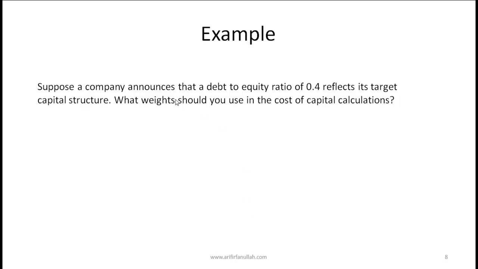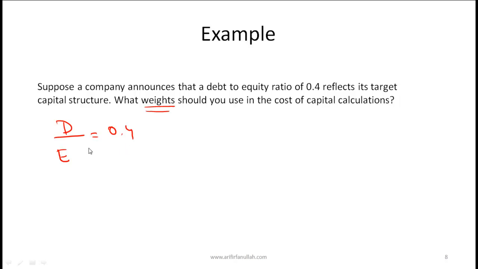Here is a small example that gets a lot of people confused, and hence I will cover it here. Suppose a company announces that the debt to equity ratio is equal to 0.4, and it says that this ratio reflects its capital structure. So we simply have two components, debt and equity. In our WACC formula, what weights should we use? A quick response that some people come up with is 0.4 and 0.6, and that will be wrong.